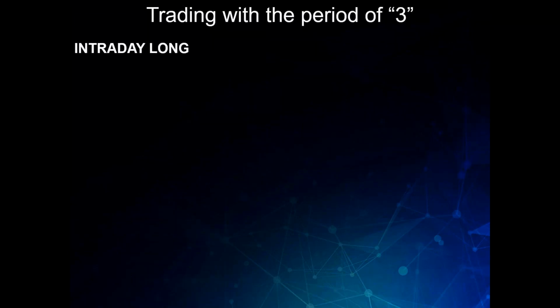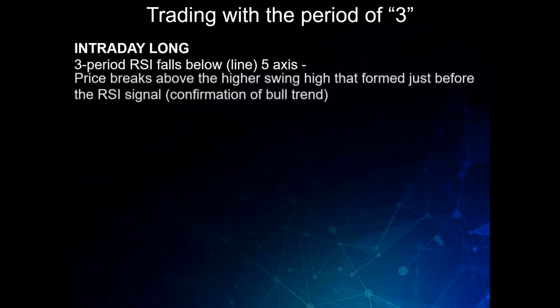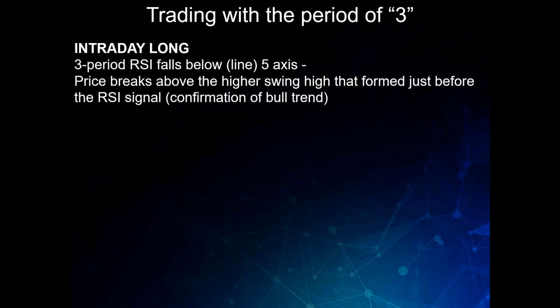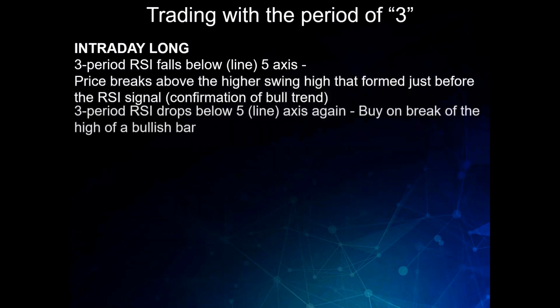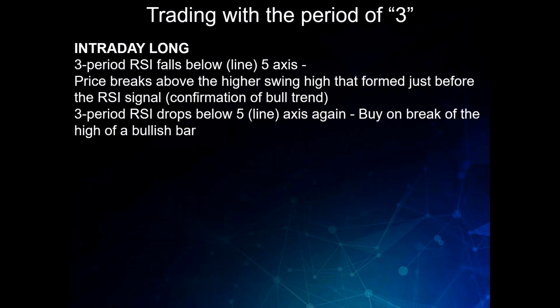So trading the 3 look back. Intraday long is when the 3 RSI falls below the line 5 axis. Price breaks above the swing high that formed just before the RSI signal, confirmation of the bull trend. The 3 RSI drops below 5, and most often you'll find that there is some kind of turn in the price or something changes in the actual current outlay of what's going on, depending on the time frame, of course. Buy on the break of the high of the bullish bar.